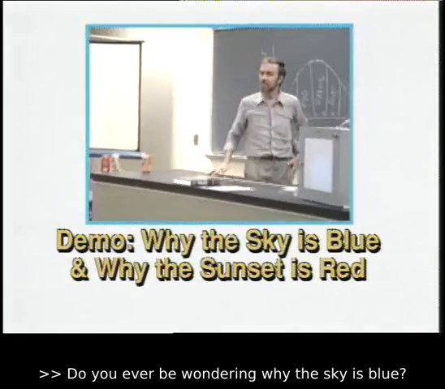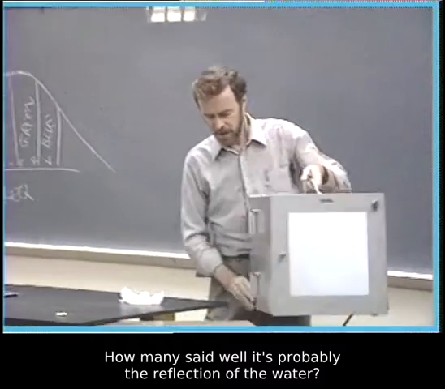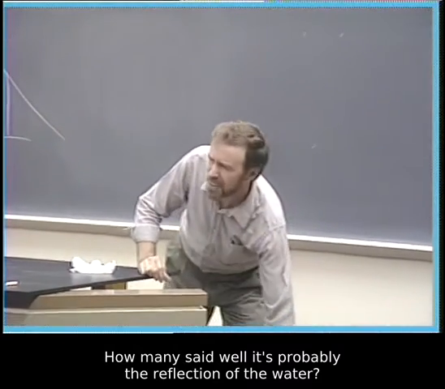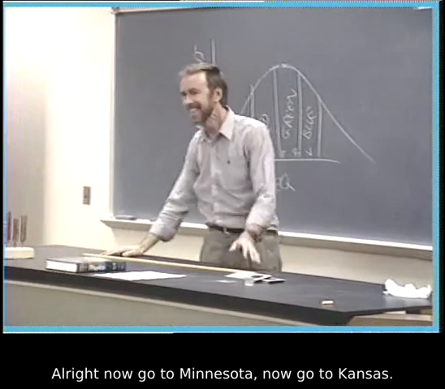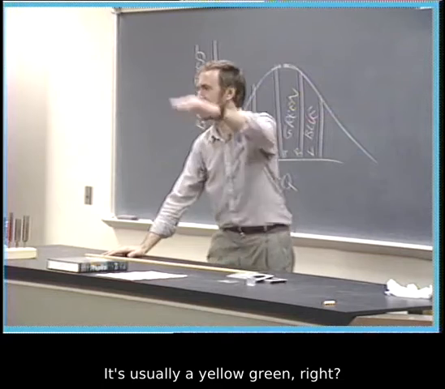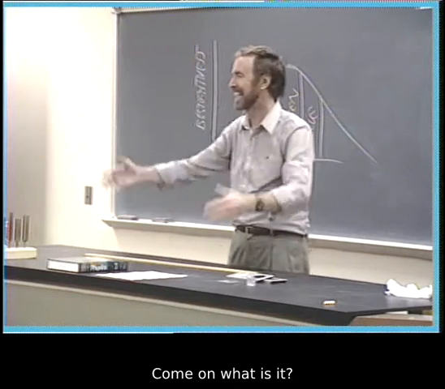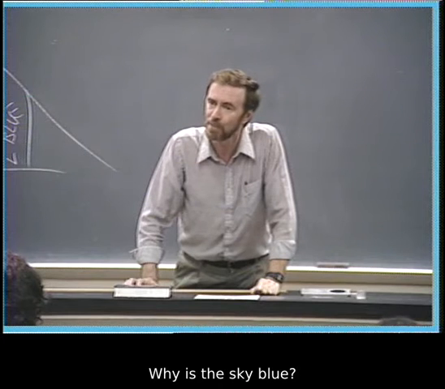Ever wonder why the sky is blue? How many say, well, it's probably the reflection of the water? All right, now go to Minnesota. Now go to Kansas. What's the color of the sky in Kansas? Well, it's usually a yellow-green, right? Come on, what is it, gang? It's still blue. Why is the sky blue?